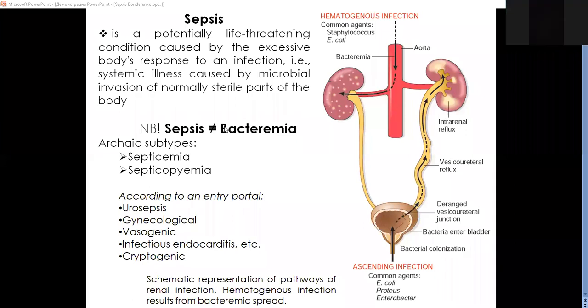In fact, a few decades ago, sepsis was considered the development of a systemic inflammatory response against bacteria.